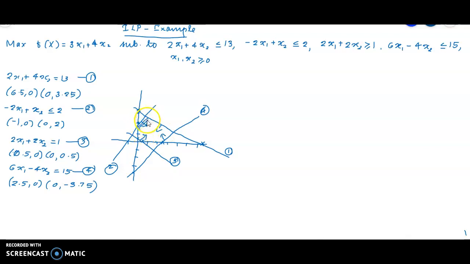And we can shade the region like this. This will be the feasible region. We can list the coordinates. This is 1 by 2. This is for the fourth line, 2.5. Then for this one, this is also 1 by 2. Then this is 0, 2. Now intersecting 4 and 1, we get this point. Say this is A, B, C, D, E, F.